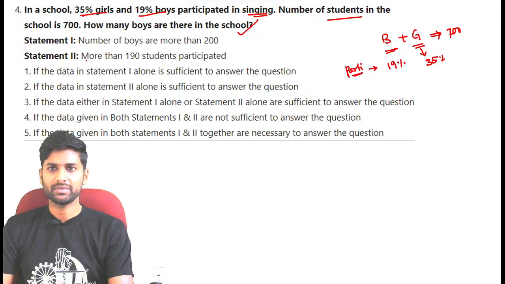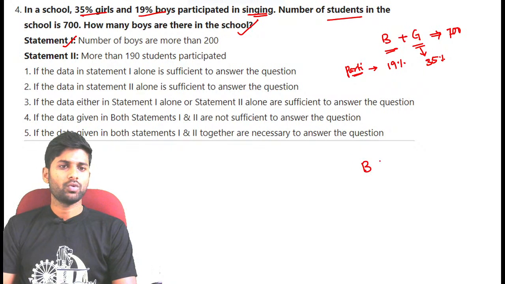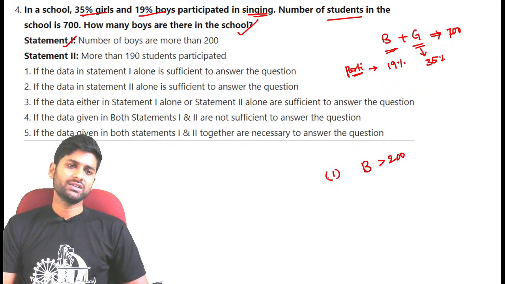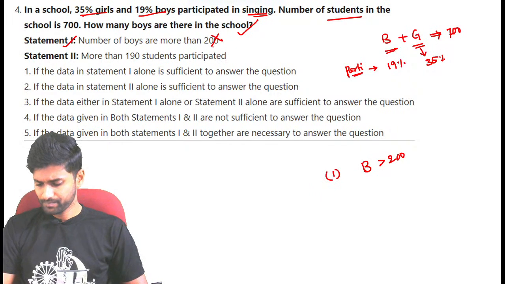Now go through statement number one. The number of boys is more than 200, so boys is always greater than 200. That is the first information. If we take it alone, we don't know the exact value of the number of boys. So statement one alone is not sufficient to get the answer.